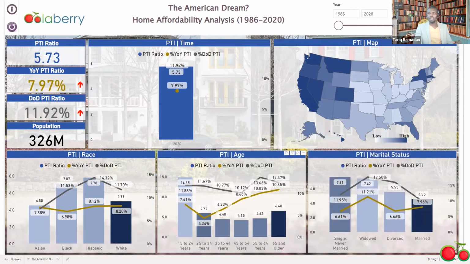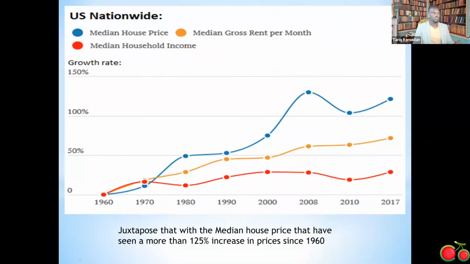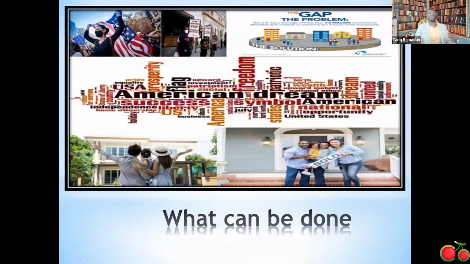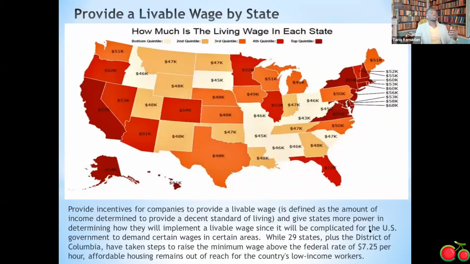Now, if we go back to the PowerPoint, the question becomes, what can we do to slow down the rise of unaffordability? The first way is to provide a livable wage. A livable wage is different from a minimum wage, because it's the amount of income determined to provide a decent standard of living.